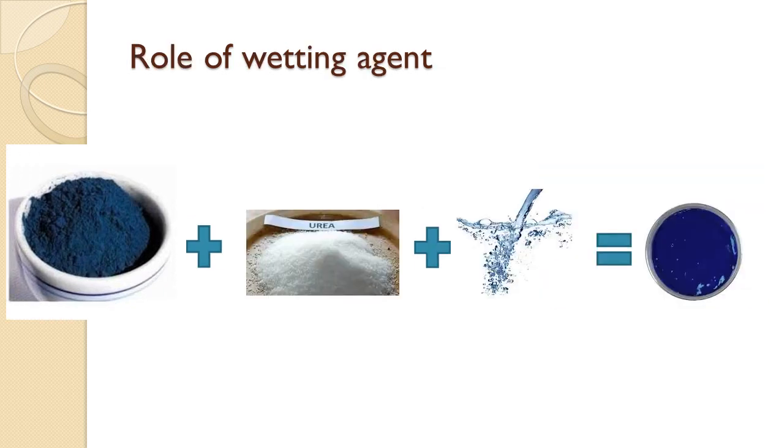So with the help of wetting agent like urea, glycerin, we can avoid this lump formation, and this is how we can get the homogeneous paste of dye, concentrated dye paste in the small quantity of water.